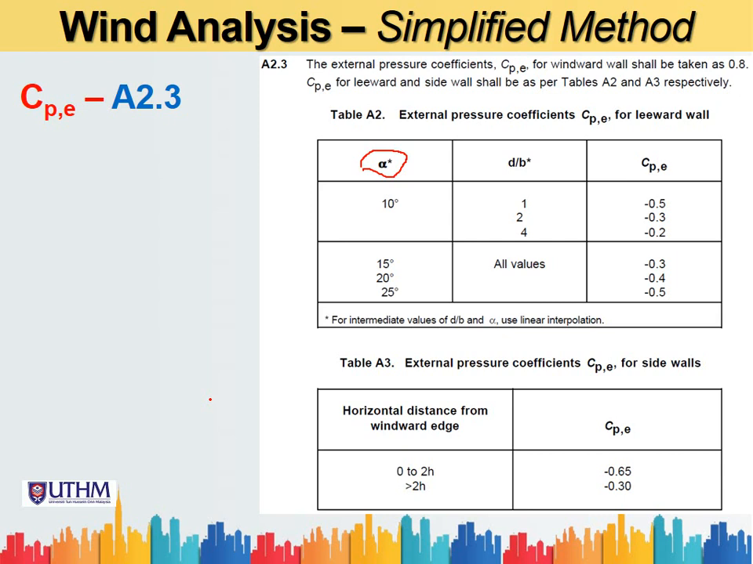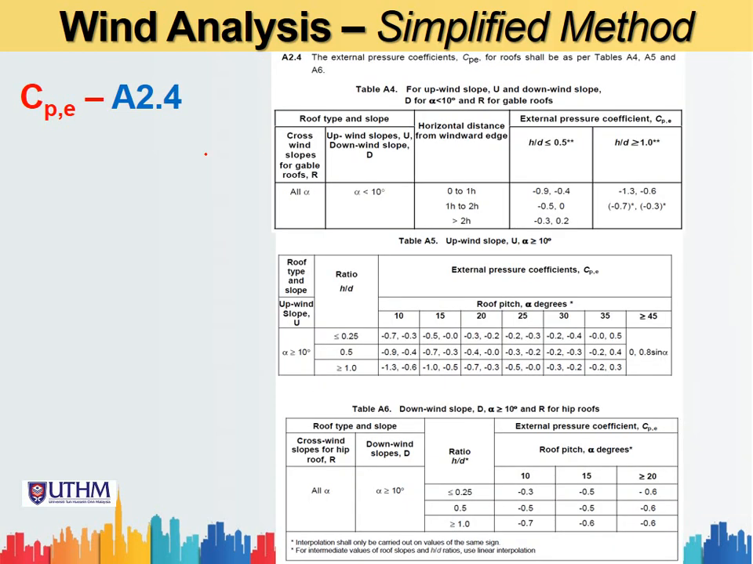Not the definition of the alpha here. So this is the slope, the roof slope. For roof, it has alpha, it needs its alpha. Okay, so in degrees, you need the degree. And here is the internal pressure coefficient, A24, for the slope less than 10 degrees, and for the gable roof.